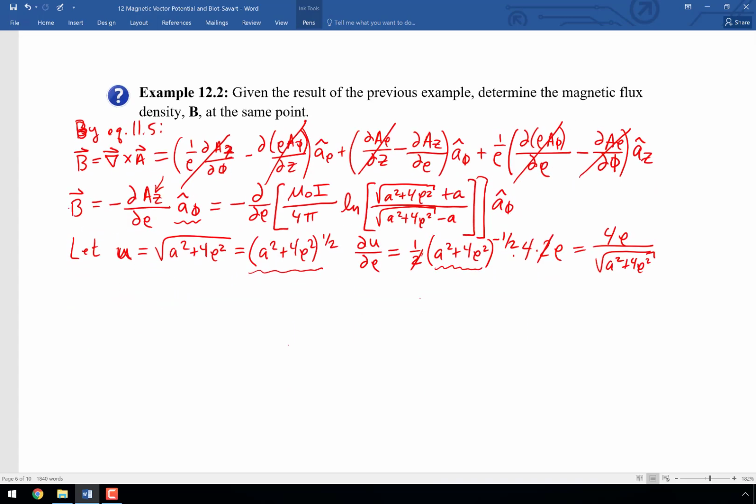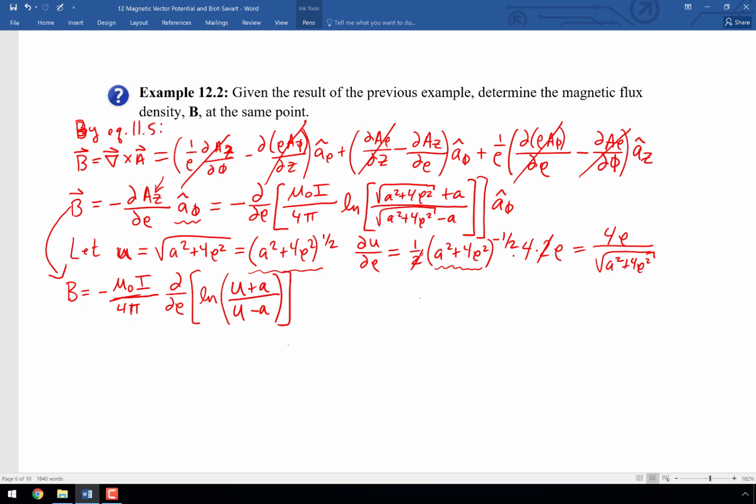Okay, so now let's come around here and let's say, going back to what we just found, B is equal to negative mu sub 0 I over 4 pi. After all, those are all constants, so they can move out of the derivative, times the partial derivative with respect to rho of the natural log of what? Well, that thing, the square root of a squared plus 4 rho squared, that's just u. That's what we defined u to be, plus a. And in the denominator, the square root of a squared plus 4 rho squared, that's just u minus a.